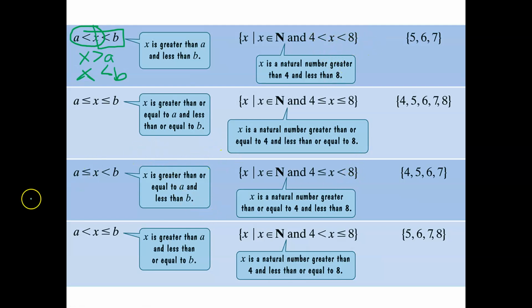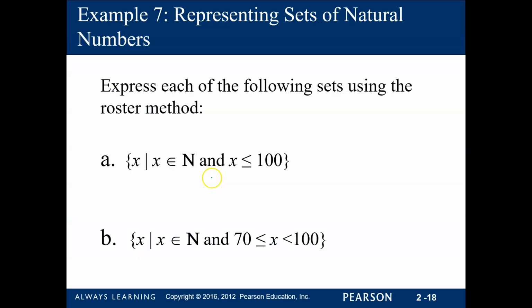Here, let's jump onto this part. So as you can see, you have the equal to on this side. So it means the 4 is going to be included in your set, okay? And if it is the one on the other side, 8 has the equal to sign, then 8 will be included. If both of them have equal to, then both of them will be included in the set. All right?